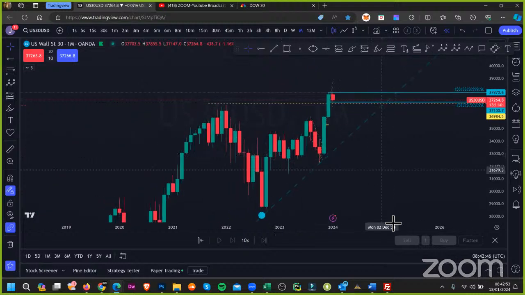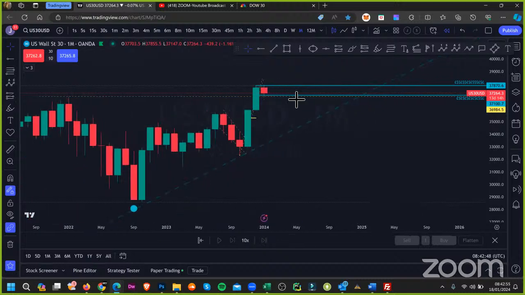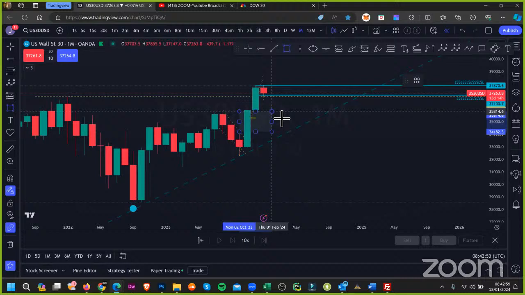I'm on the monthly, by the way. Inefficiencies, there's inefficiencies, market prices, imbalance. Inefficiencies, that's correct. We can see these inefficiencies in here.